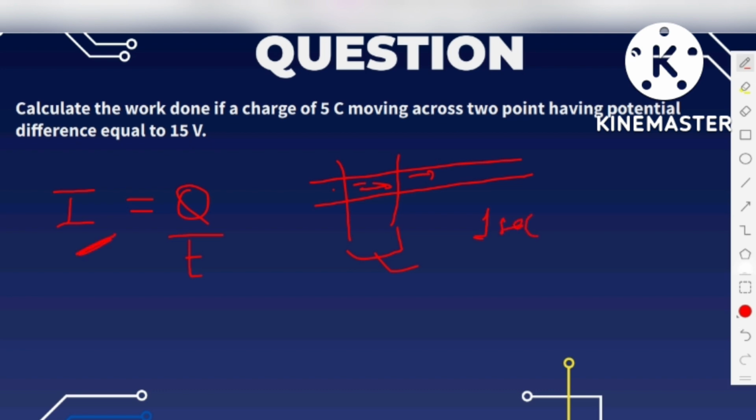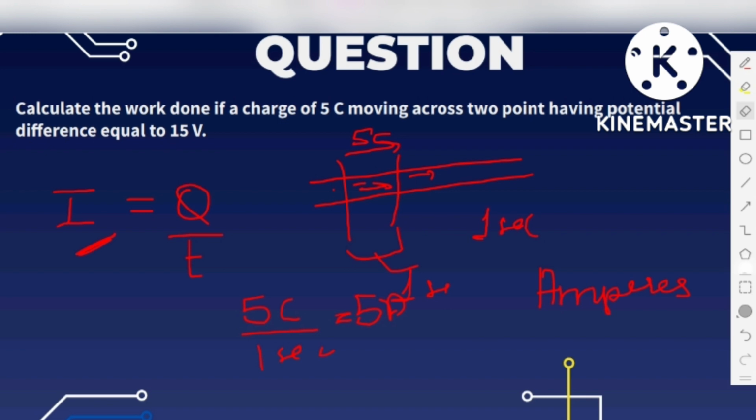For example, if 5 coulombs of charge passes through the conductor in 1 second, that means 5 coulombs by 1 second gives us 5 amperes. Yes, ampere is the SI unit of current. Alright. So after knowing what an electric current is and what a potential difference or voltage is, we can calculate the above question.